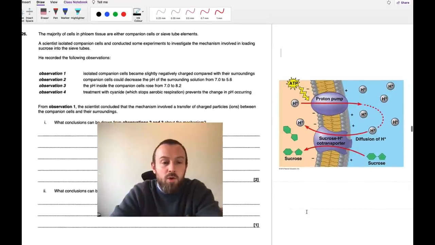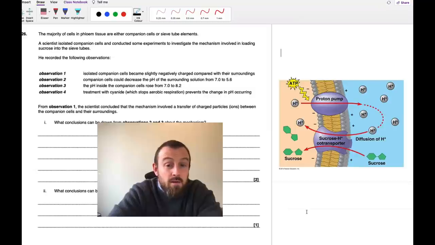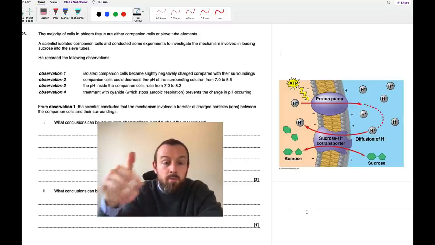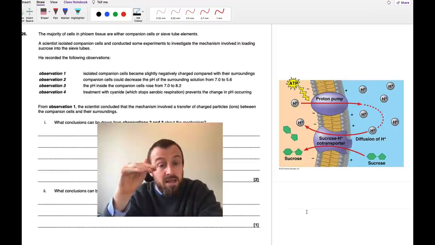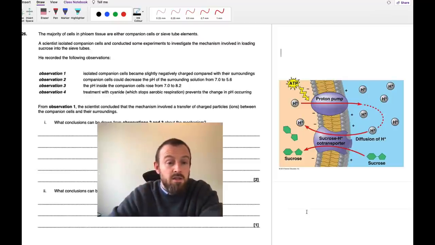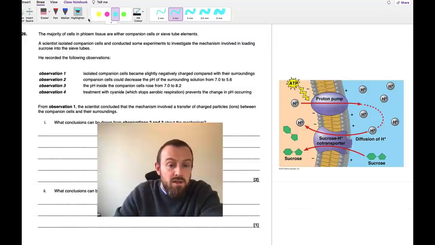Okay, on to question 26. Question 26 is about loading of sucrose in the phloem, in companion cells. So I've thrown a little picture over here, which I'm going to talk about in a second, which kind of is the picture behind these observations. But how did we figure this out, this picture on the right? Well, it was based on this investigation. So the scientists investigated and observed three things.